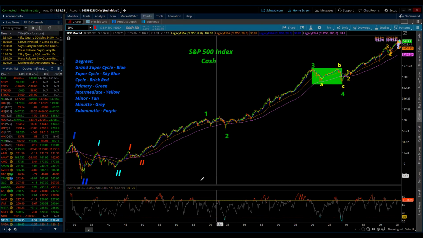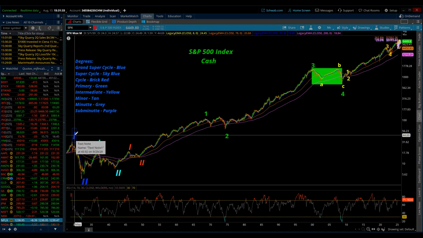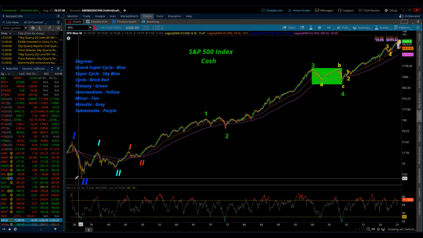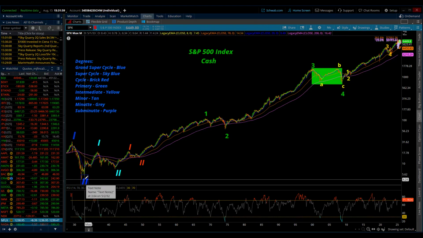So just to go over that big picture, we have grand supercycle wave 1 completing in October of 1929. Grand supercycle wave 2 completing in September of 1932. From there, we're in a grand supercycle wave 3, and it'll consist of 5 waves of supercycle degree, of which 1 and 2 are complete. And so from there, we are in supercycle wave 3 of grand supercycle wave 3. So as Elliott would call it, a 3 of 3 move.